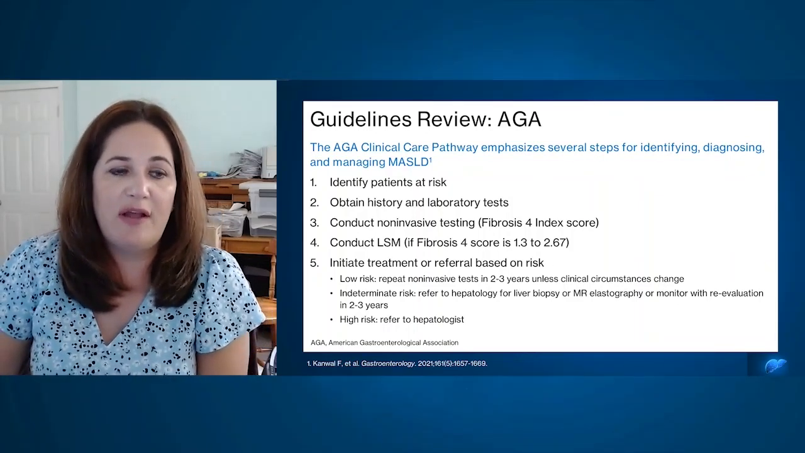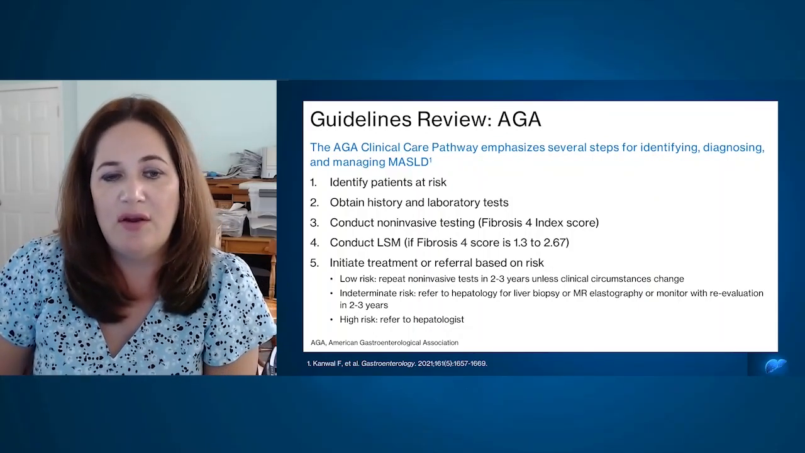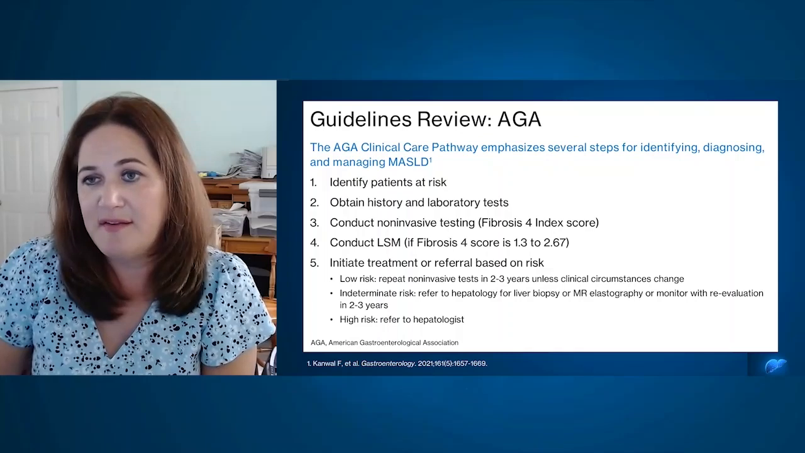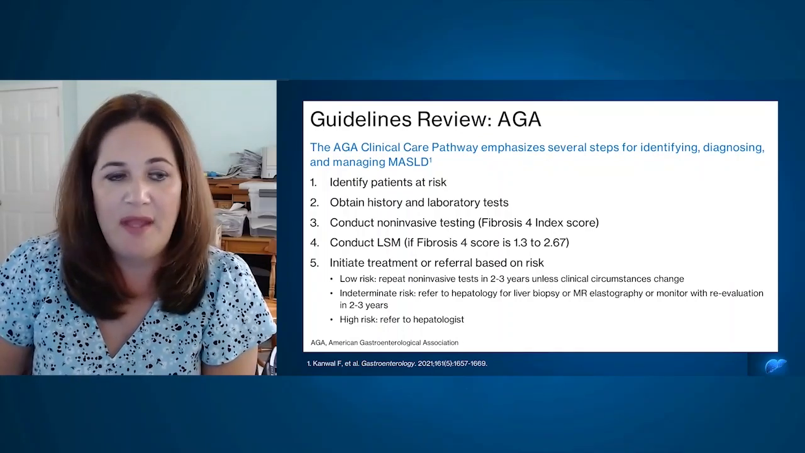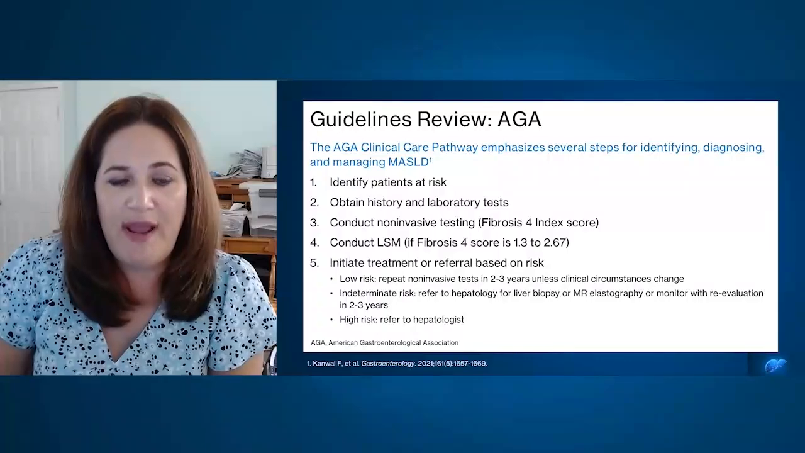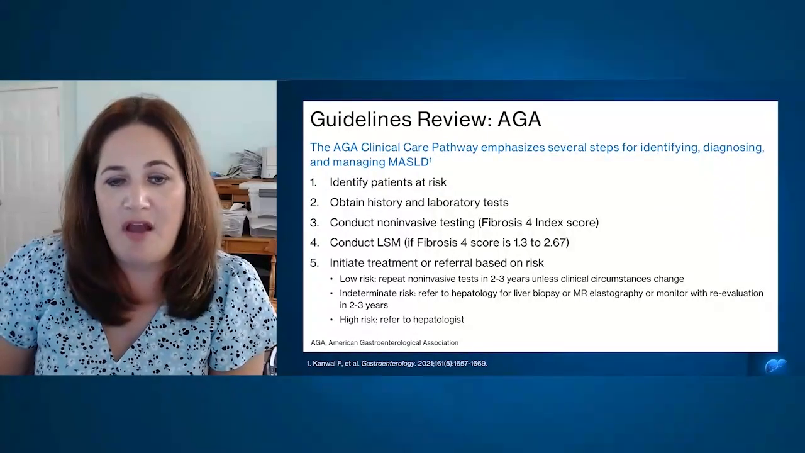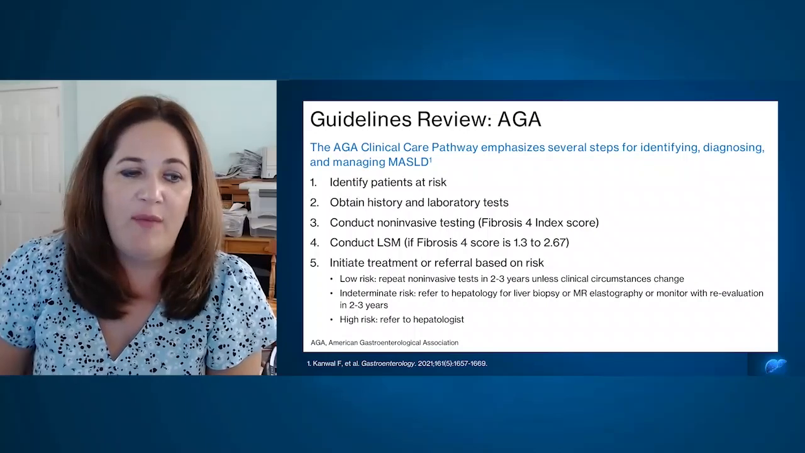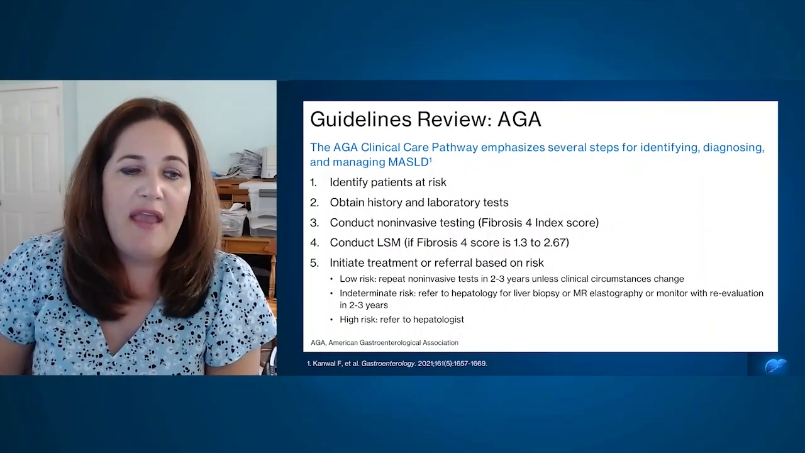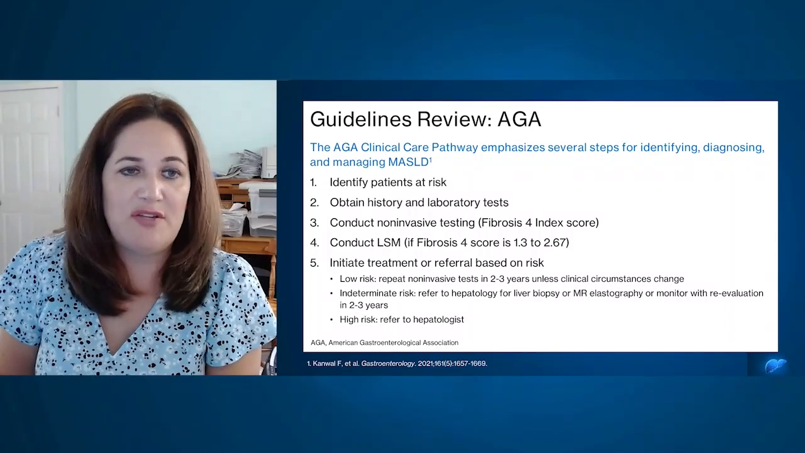So if the patients are at low risk, we can repeat these non-invasive tests in 2 to 3 years unless clinical circumstances change, which can happen. If there's indeterminate risk, we would refer to hepatology, or do a liver biopsy or MR elastography, or monitor for reevaluation in 2 to 3 years. If they're at high risk, we definitely want to go ahead and send that referral to a liver specialist.